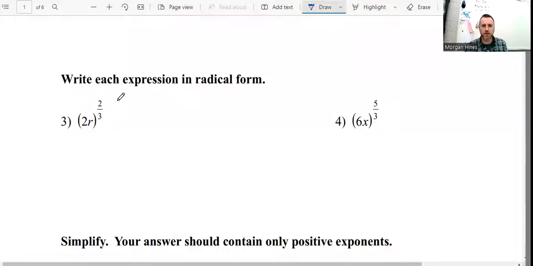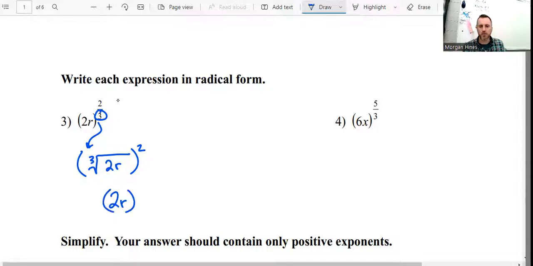Going the other way, I'll knock out number 3. So again, the bottom of that, that's the root. So that's going to go here. This is going to be a cube root. Everything under here is under the root. So the 2 and the r are both being rooted, and then they're also being raised to the second power. There's a couple ways you could write this. You could write 2r to the second power, and then put all of them under a cube root. Either of these would be correct.